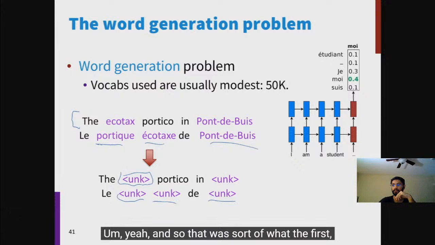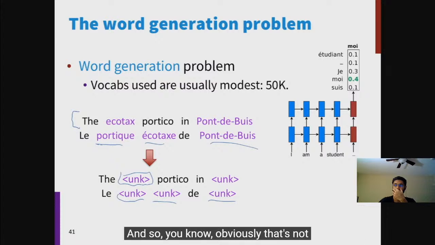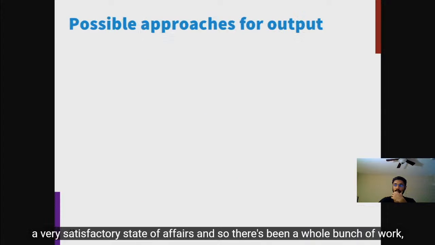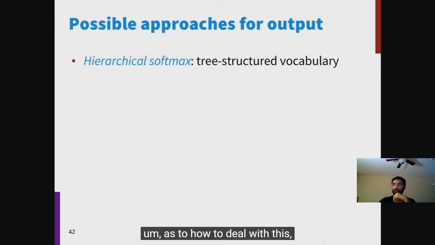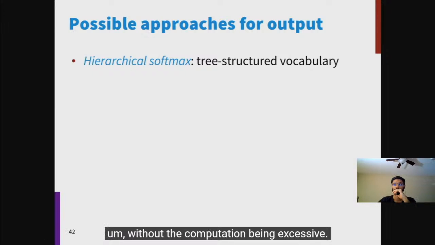Yeah, and so that was sort of what the first neural machine translation systems did. And so, yeah, obviously that's not a very satisfactory state of affairs. And so there's been a whole bunch of work as to how to deal with this. So you can use methods that allow you to deal with a larger output vocabulary without the computation being excessive.